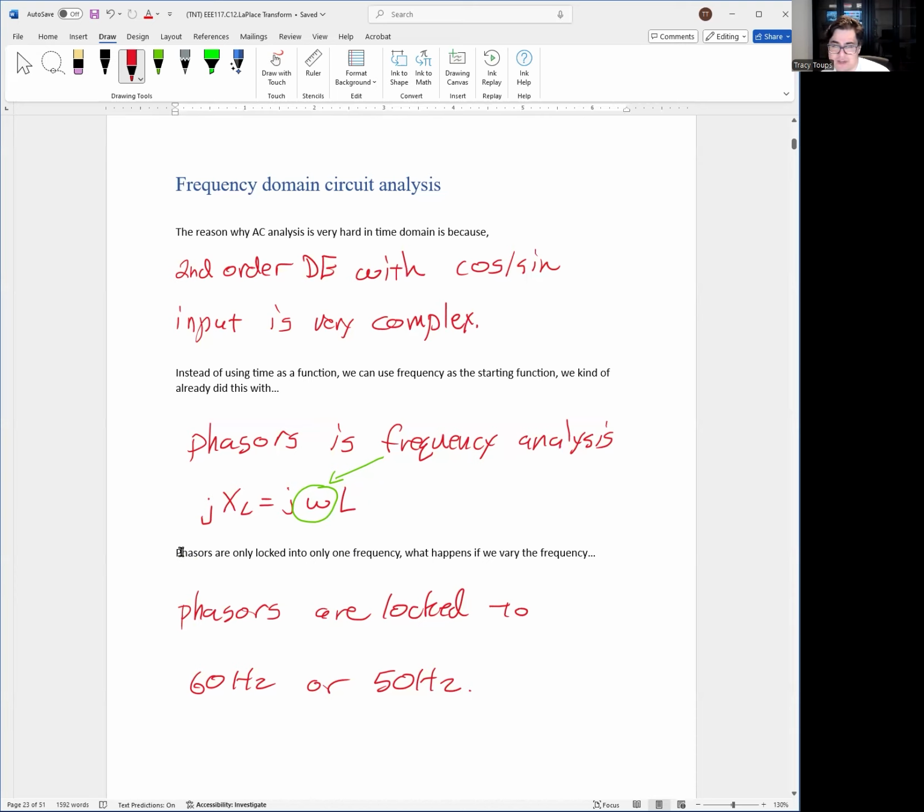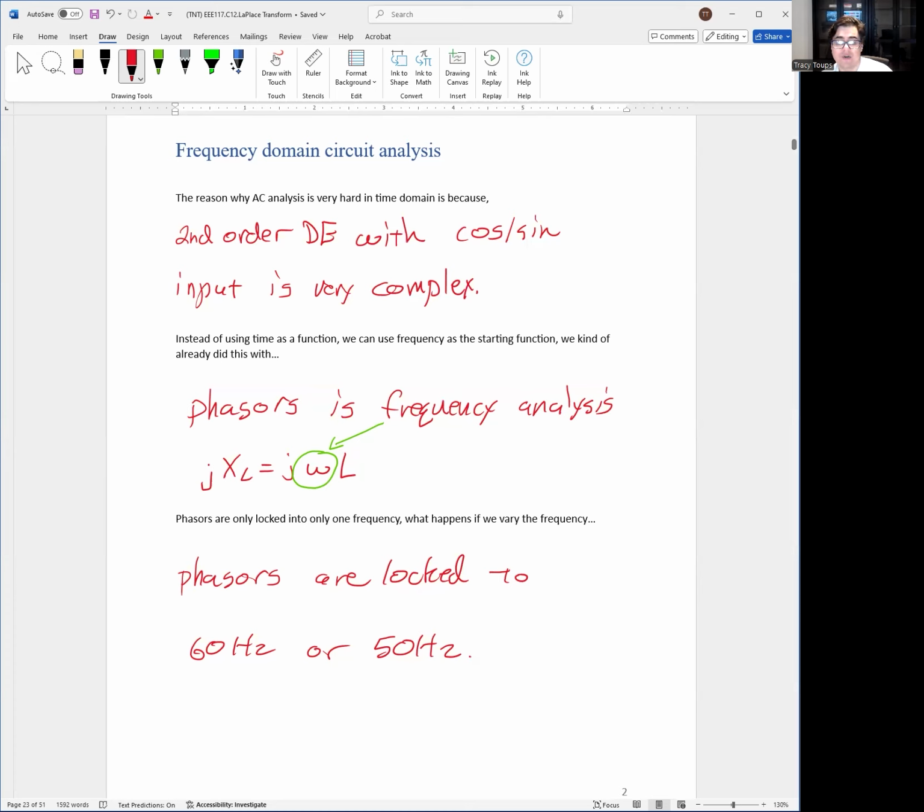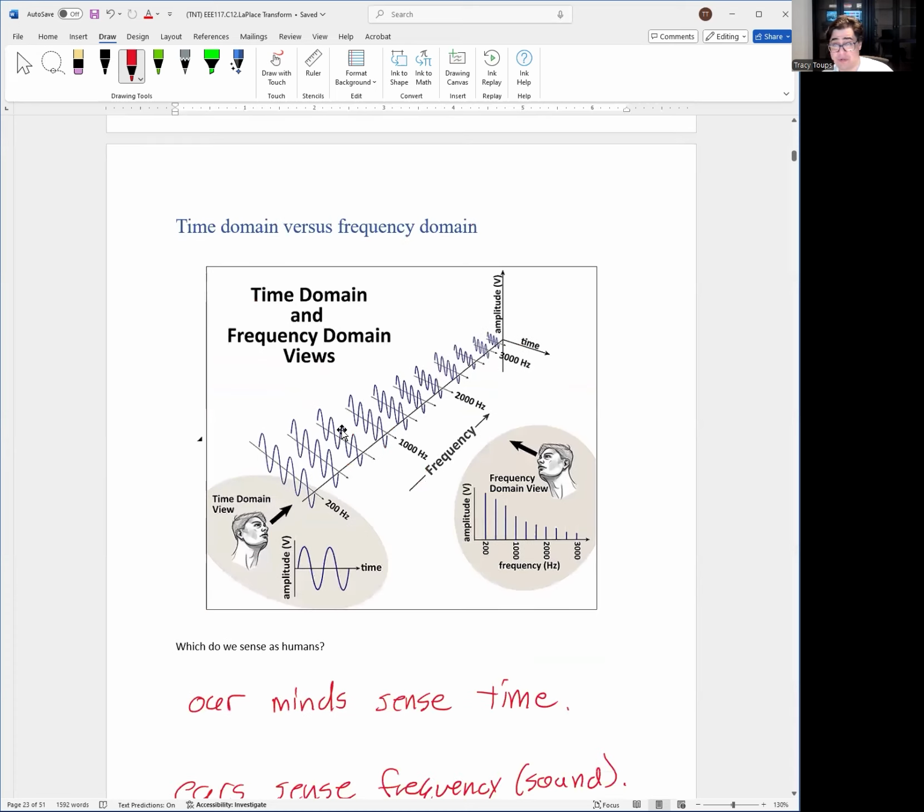Okay, last question here. Phasors are locked into one frequency, right? And that's 60 or 50 hertz, depending on if you're in America or other countries. So we kind of already did frequency analysis fixed at one frequency. Now the trick here is we might need to change that frequency.